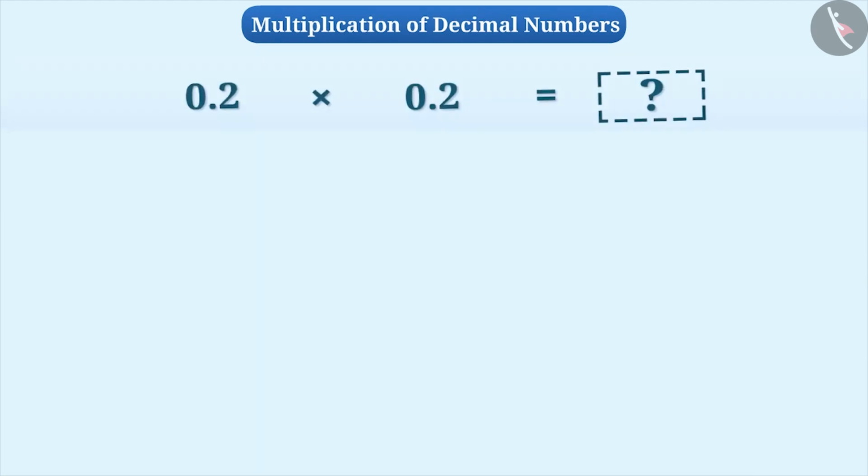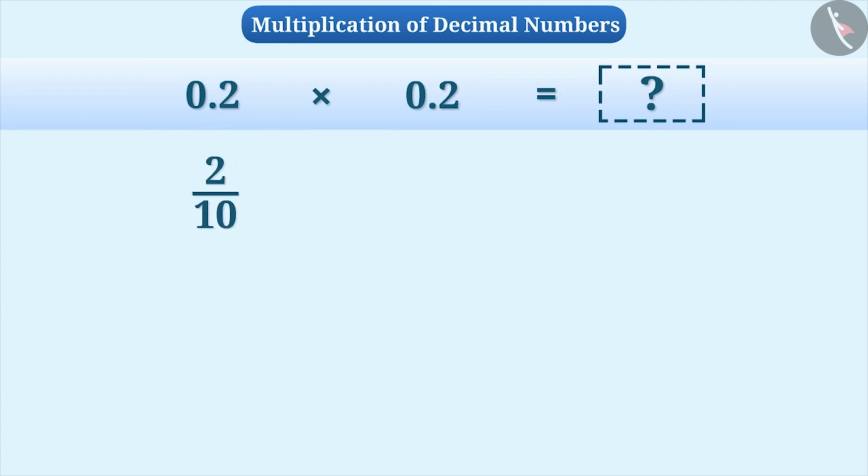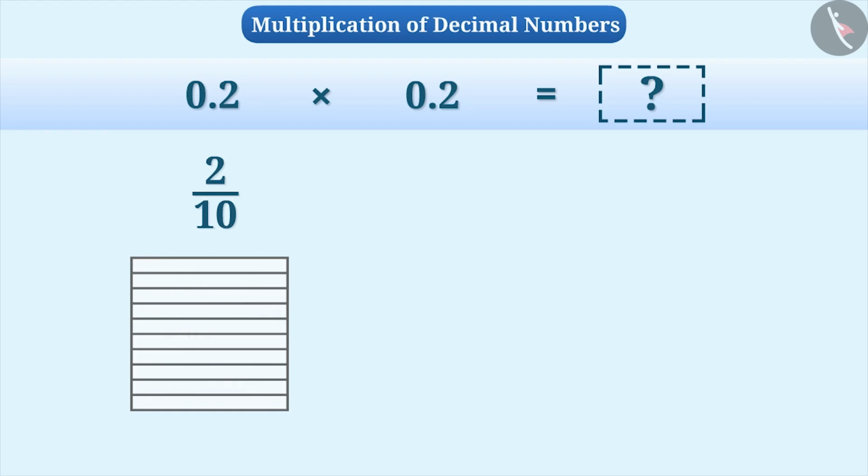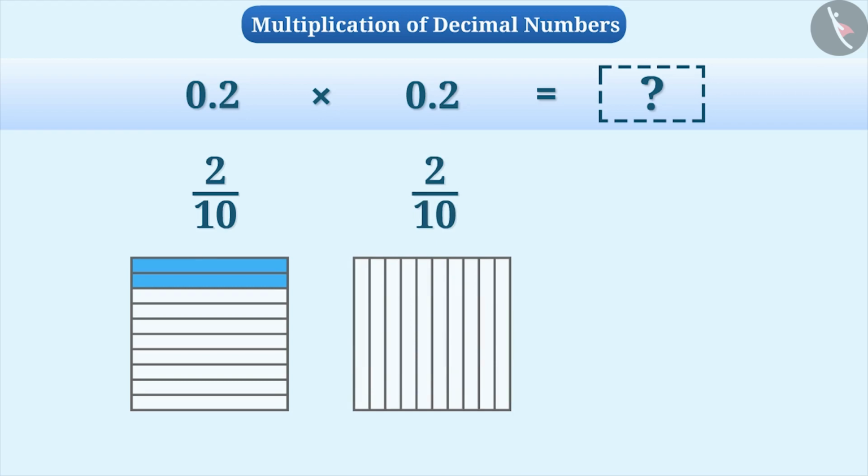Let me tell you. First number is 0.2, which can be expressed in fractions as 2 by 10. To represent this, we will consider a square as one unit and divide it horizontally into 10 equal parts. We will shade two parts in it. Similarly, the second number is 0.2, which means 2 by 10. To represent this, we will take one more square and divide it vertically into 10 equal parts and shade two parts of it. Therefore, 0.2 multiplied by 0.2 can be represented as 2 by 10 multiplied by 2 by 10.